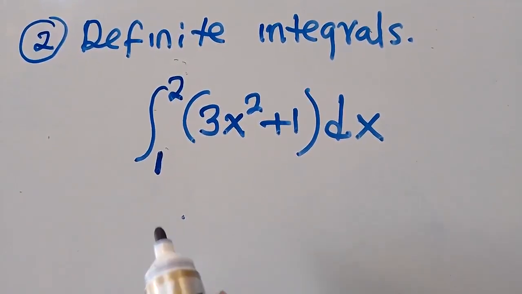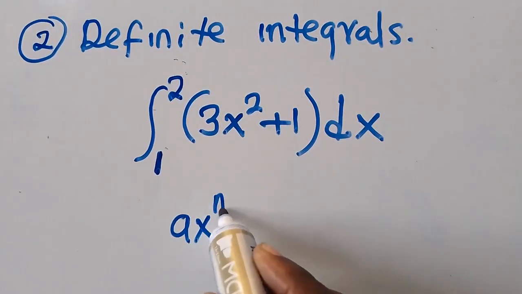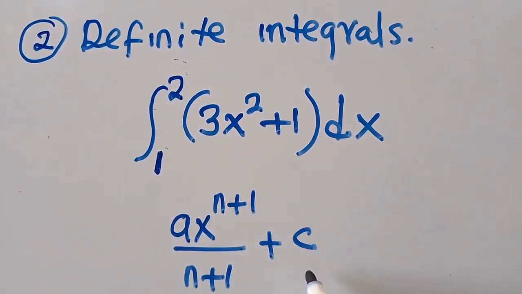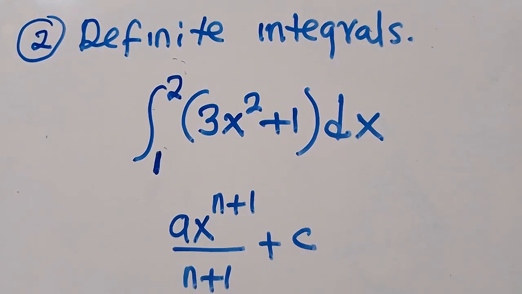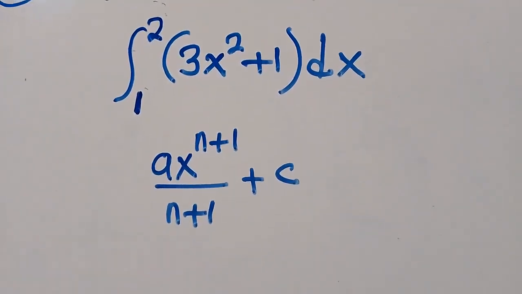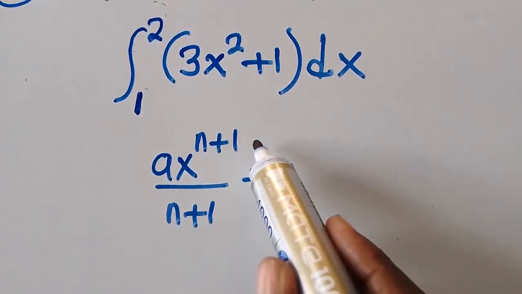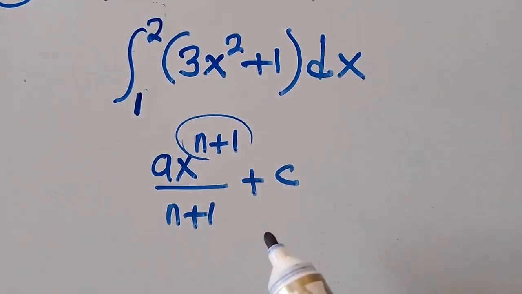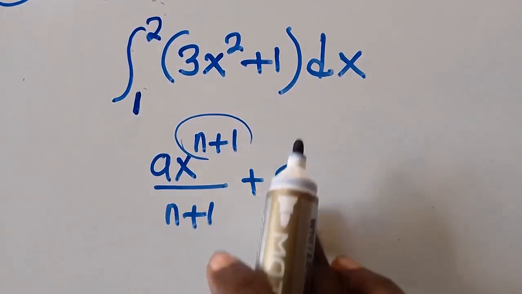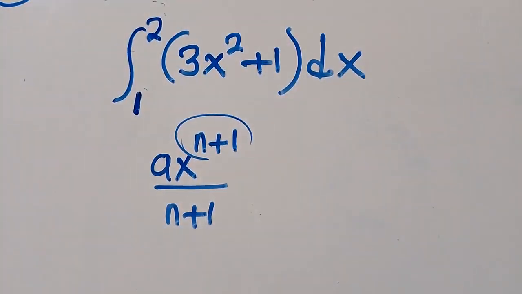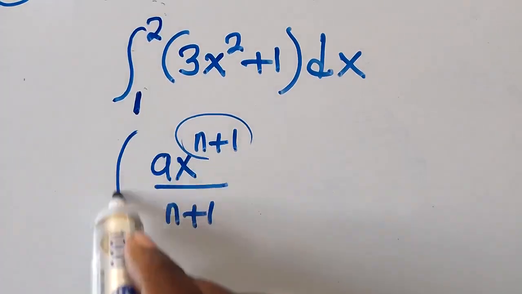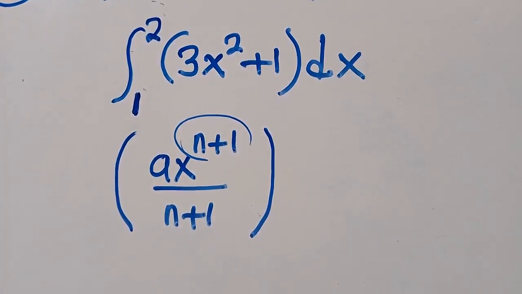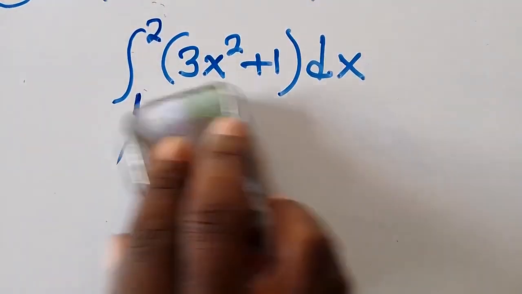So actually, you know the formula to use, like ax to the power n plus 1 over n plus 1, then plus c. You know that this is the formula that you are going to be using. What actually happens is that the power, we add 1. Then the new power comes down here. This is the formula. Now I've told you that we are not going to include the c. So we are going to exclude the c. We are just going to concentrate on this part.